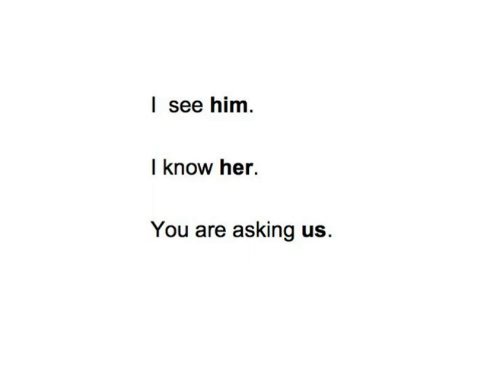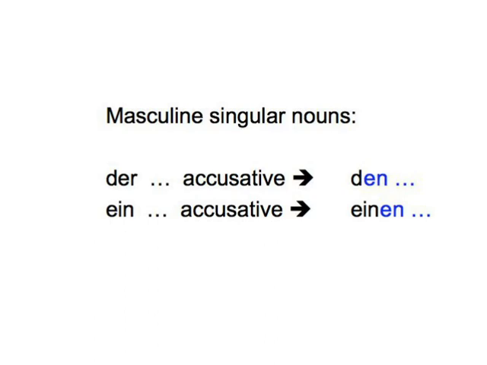It's very simple, though. All we have to do to indicate that a noun is the direct object of a verb is to put an N ending onto the article that precedes it. But remember, this only needs to be done if it's a masculine singular noun. The article preceding a feminine, neuter or plural noun is unchanged.